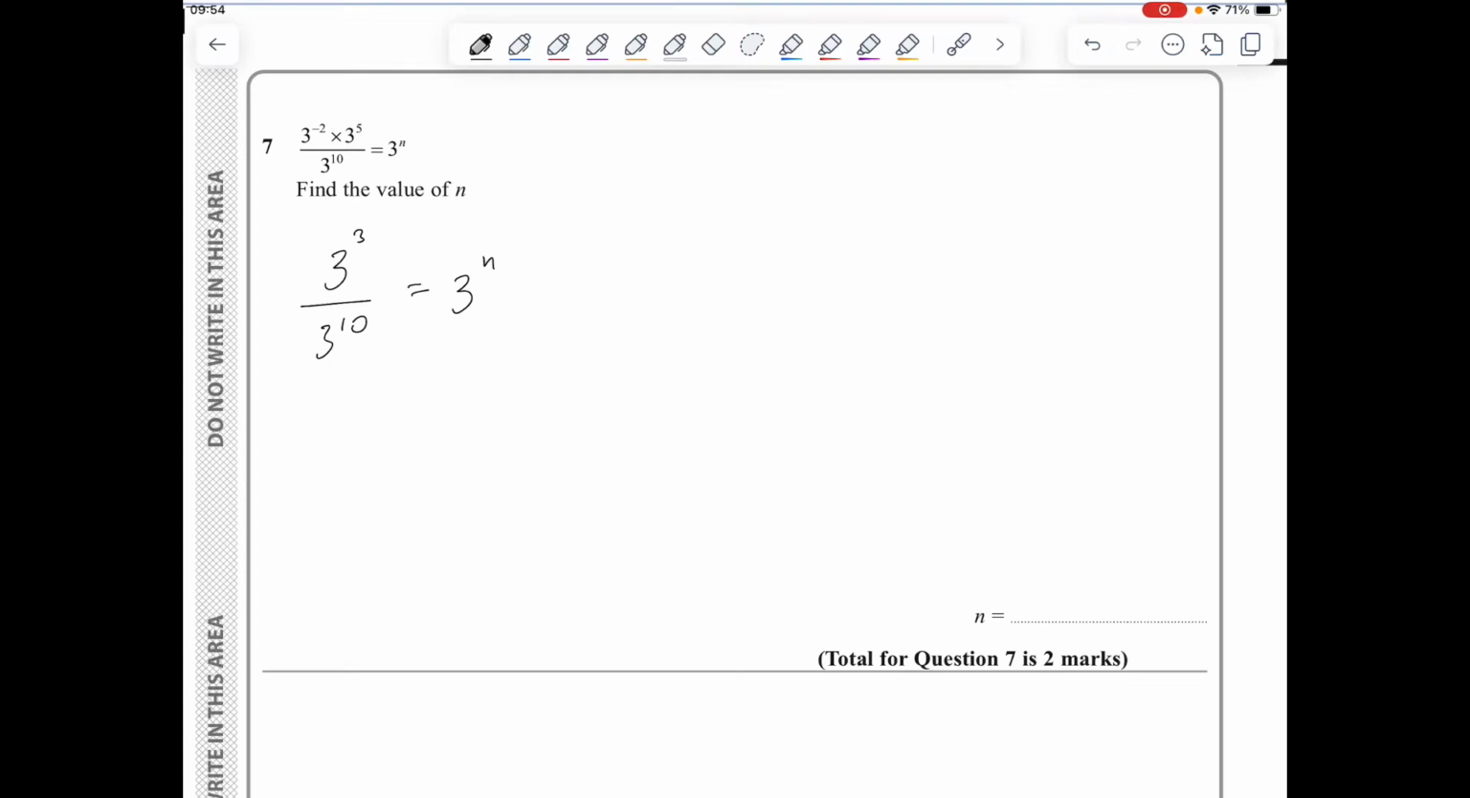Again, on the left-hand side, now I have to subtract the powers. So 3 minus 10 is minus 7. So 3 to the minus 7 is equal to 3 to the n. So n must be equal to minus 7.